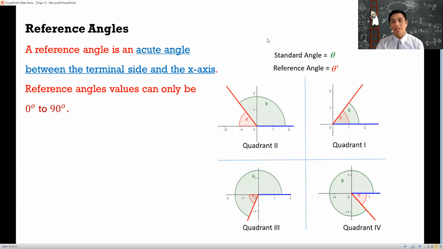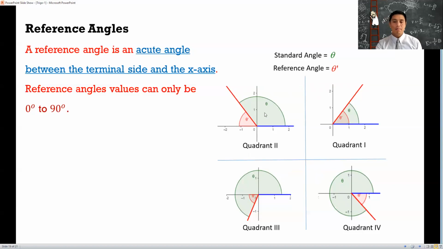So these are illustrations of the reference angles. Our angle theta in green, that is our given or main angle. The red one, theta prime, that is the reference angle. Okay? So let's start in quadrant 1. The example here looks like an angle which is 45 degrees because it's half of 90. So as you can see, 45 degrees is the standard angle. The reference angle is also 45. They are the same. So in quadrant 1, the standard angle and the reference angle are equal.